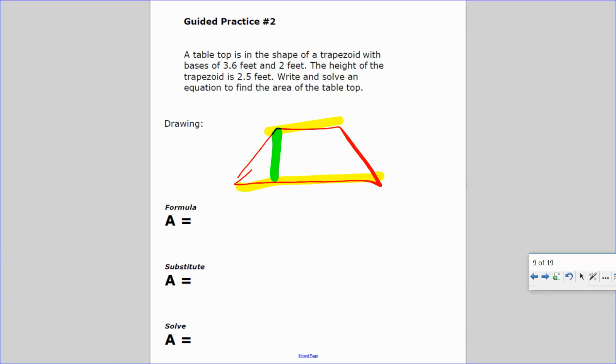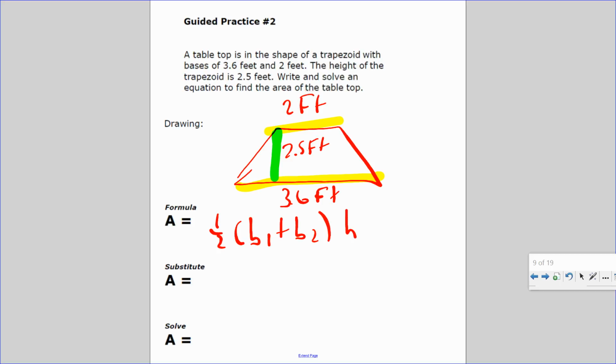A tabletop is in the shape of a trapezoid with bases of 3 6/10 feet and 2 feet. The height of the trapezoid is 2 5/10 feet. Write and solve an equation to find the area of the tabletop. So again, you do not need to memorize the area of a trapezoid. It is half of the sum of the bases times the height.